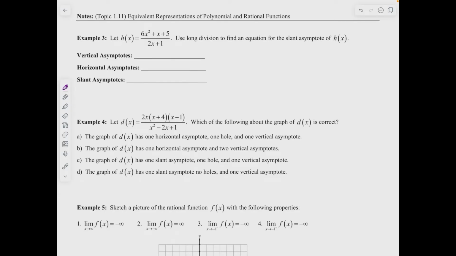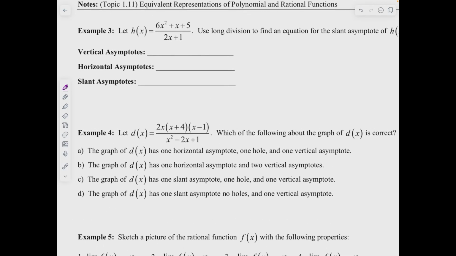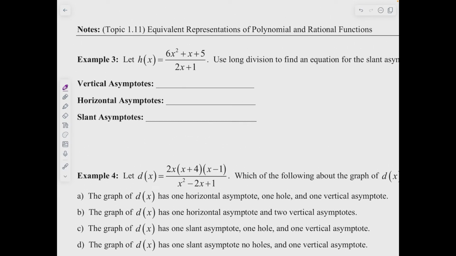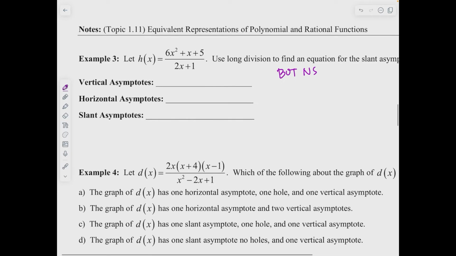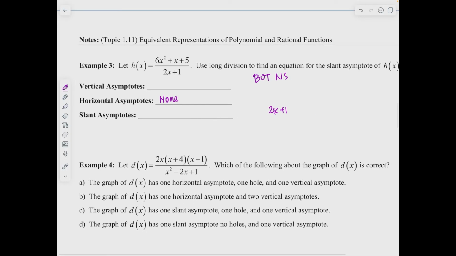Okay, let's see how we did on these examples. So the first thing that we're going to want to try to do here is look at the degree, for vertical, horizontal, and slant asymptotes. So this is bigger on top than on the bottom. Because it's 1 degree larger, there will be no horizontal asymptote, but I will have to do polynomial long division to find my slant asymptote.